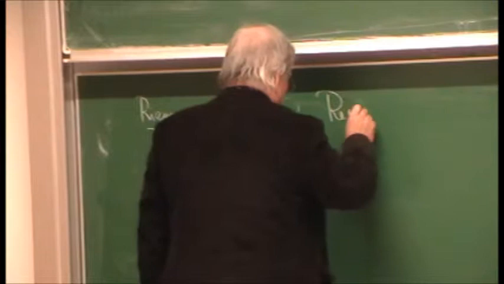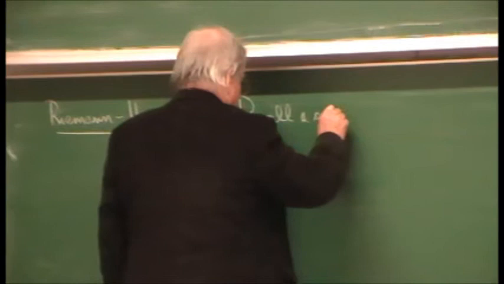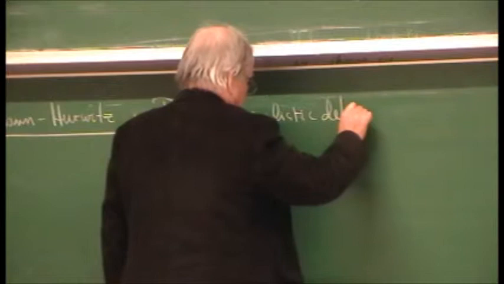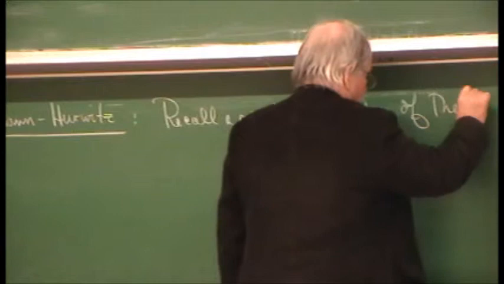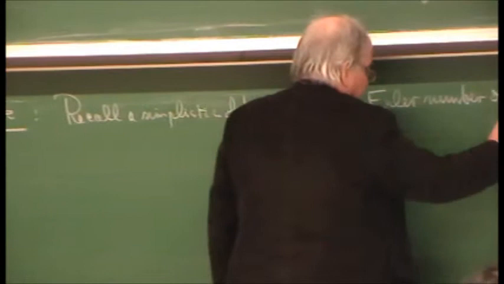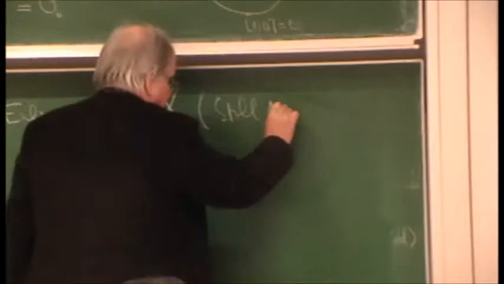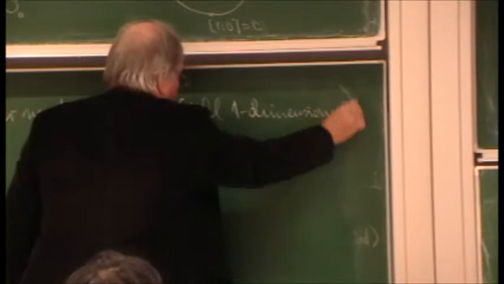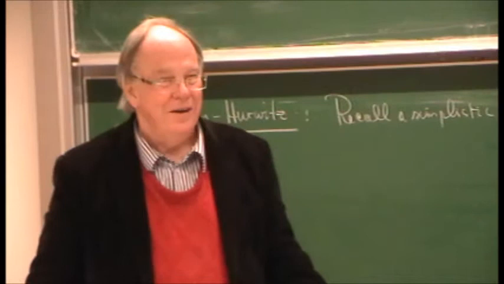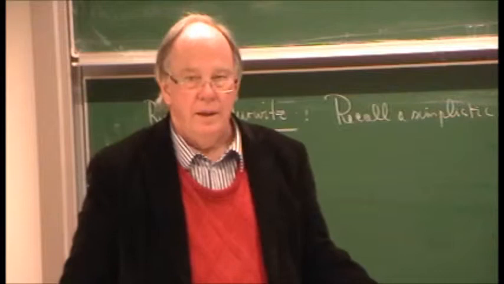Well, you need to recall a simplistic definition of the Euler number, so it's still in the one-dimensional case. The simplistic definition of the Euler number is due to Euler. So Euler was optimistic and believed you could triangulate any surface. I doubt that he proved that.